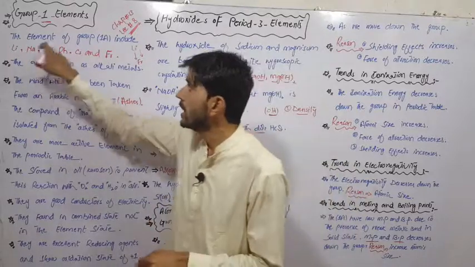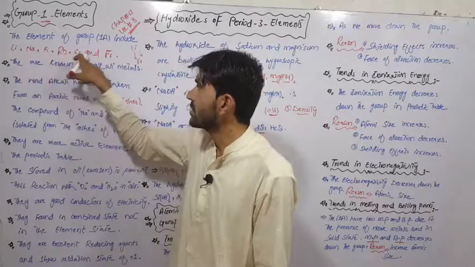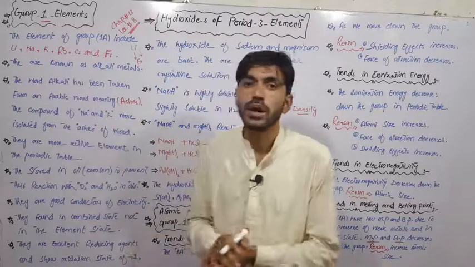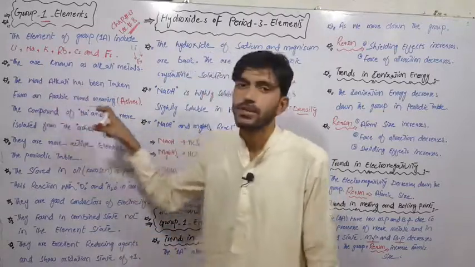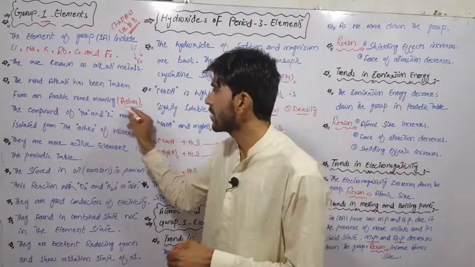First, the elements of group 1A include lithium, sodium, potassium, rubidium, cesium and francium. They are known as alkali metals. Why are they called alkali metals? The word alkali has been taken from an Arabic word meaning ashes. Clear? It is taken from the Arabic word for ashes.